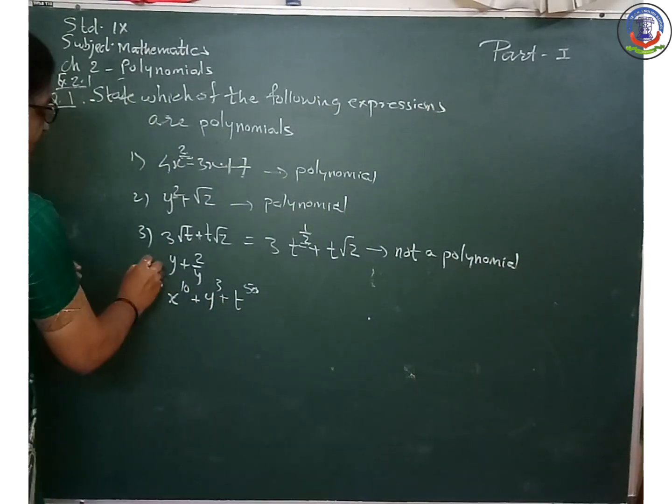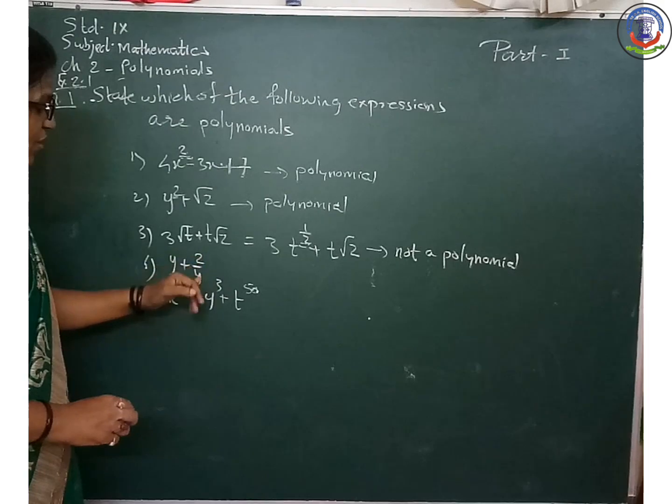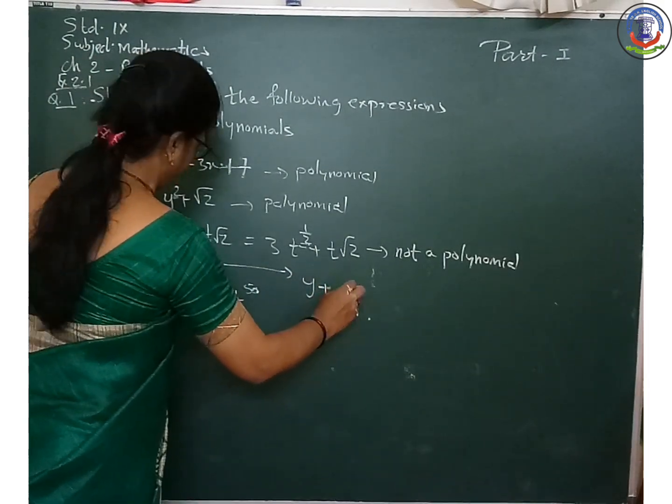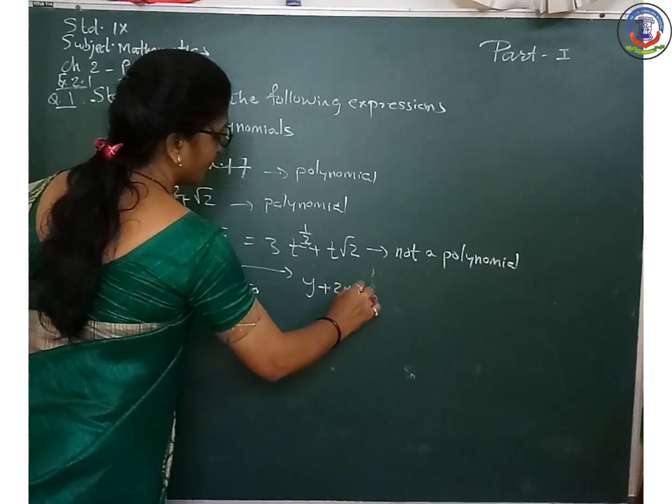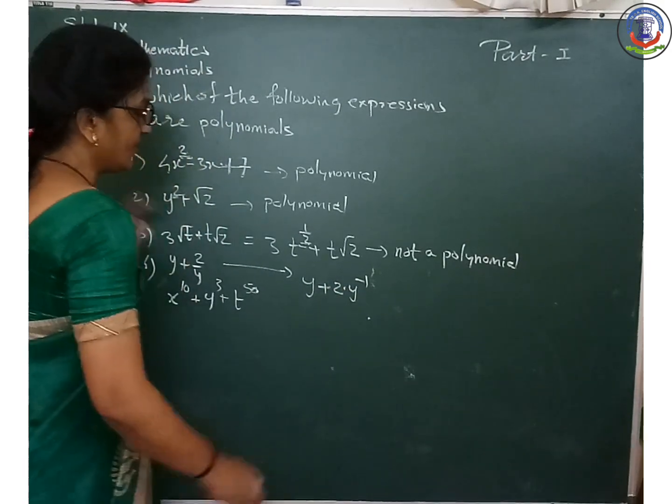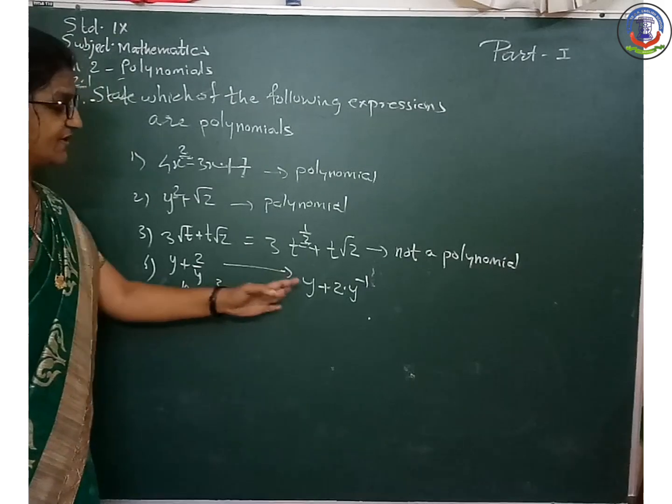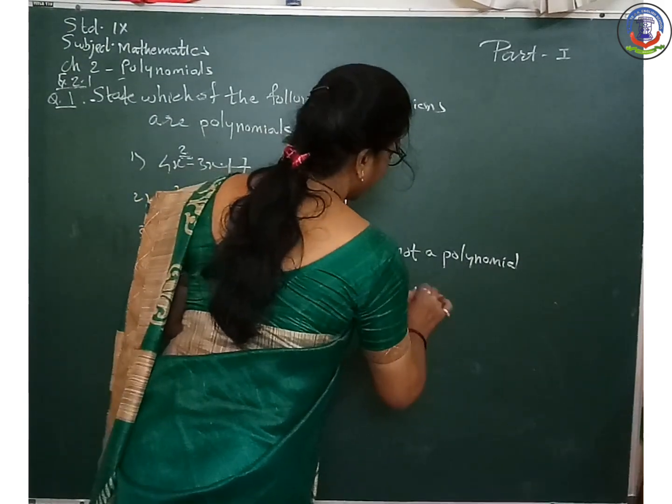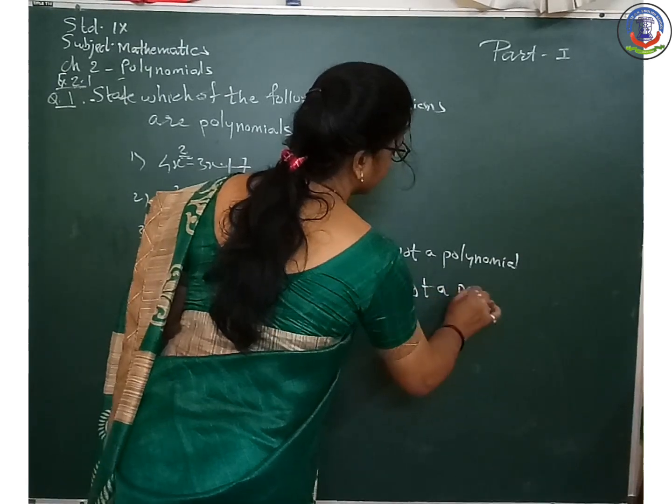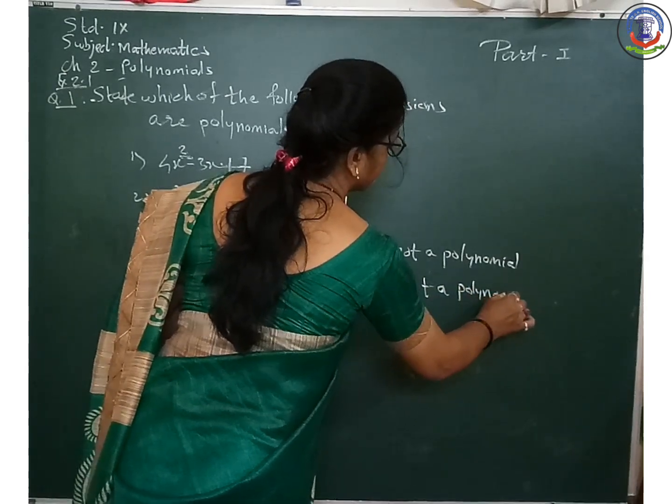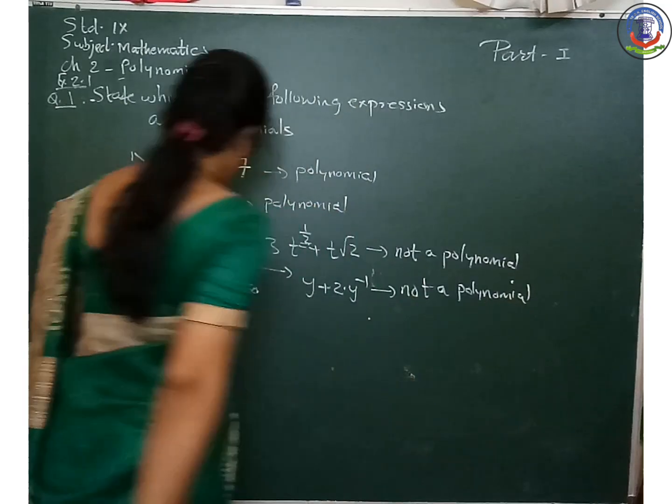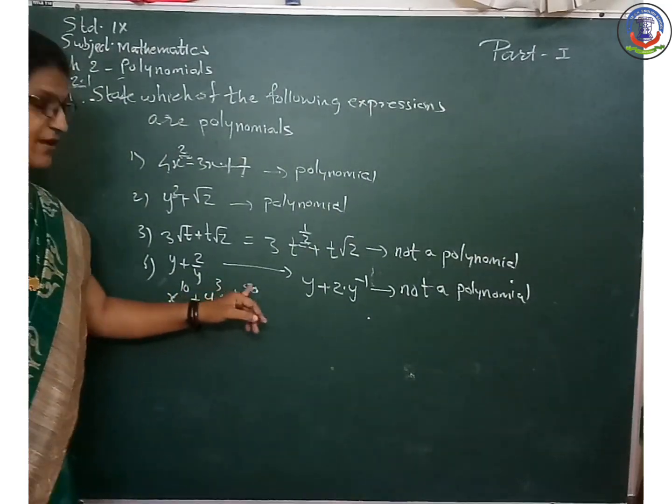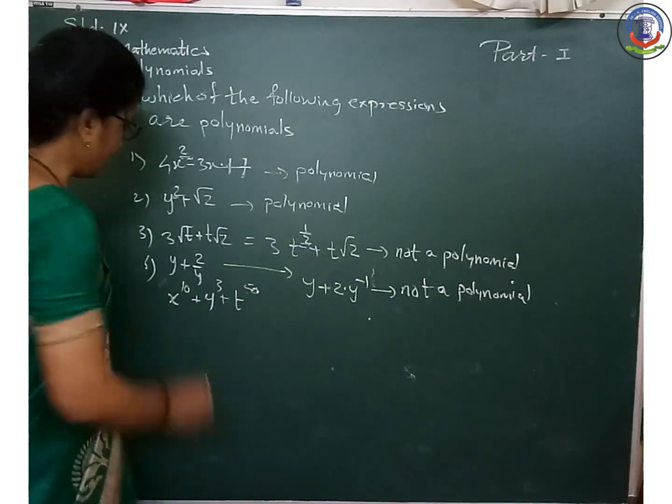Next is the fourth one, y plus 2 upon y. We can write it as y plus 2 into y raised to minus 1. Now see the power is minus 1. So it is not a polynomial. The last one has different variables, but still the powers of the variables are whole numbers. So it is a polynomial.